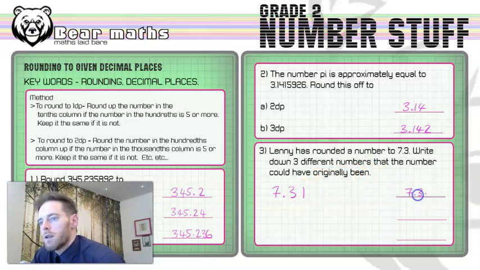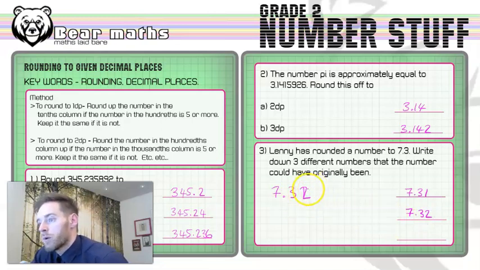That is a number that it could have been. Could it have been 7.32? Well, that still would have rounded to 7.3, wouldn't it? If we chopped it off there, that 2's done nothing. So we could have that. Now let's think of another one. You might be thinking of 7.33 and you'd be right. That would be fine. You could have that.